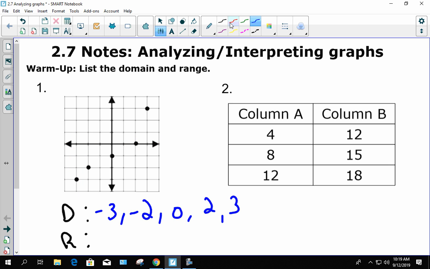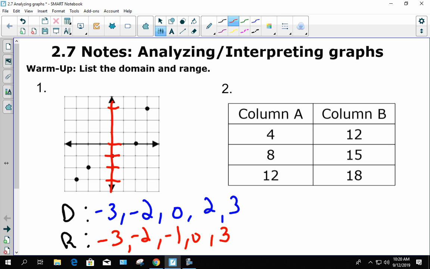So now I got to do my range. My range is my y-axis. So I'll go all the way down to negative 3. Yes, there's a point at negative 3. There's a point here at negative 2. There's a point here at negative 1. There's a point here at 0. And then there's a point at 3. That's my domain and range.